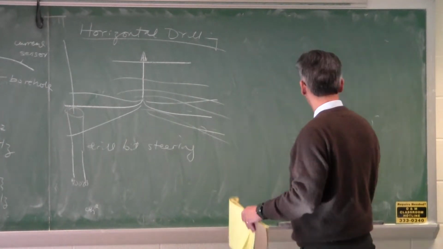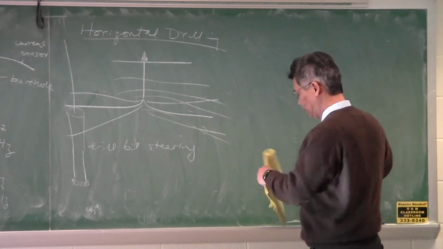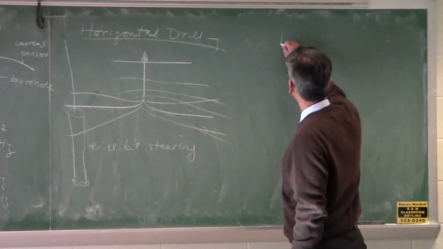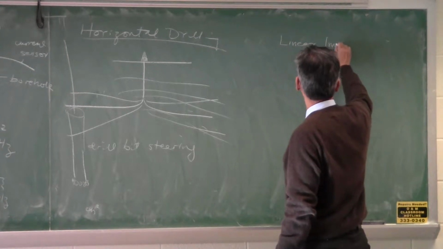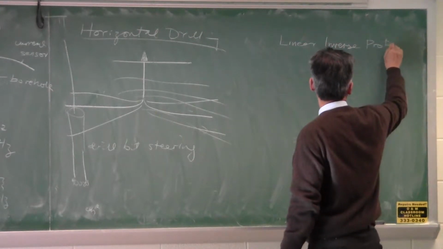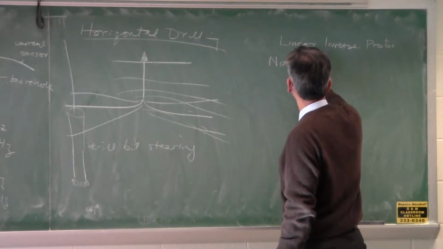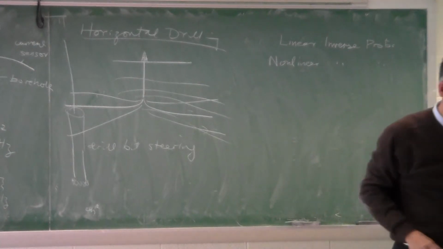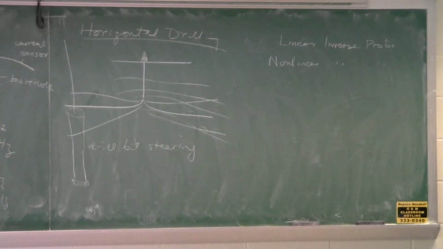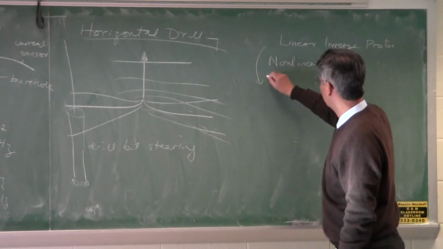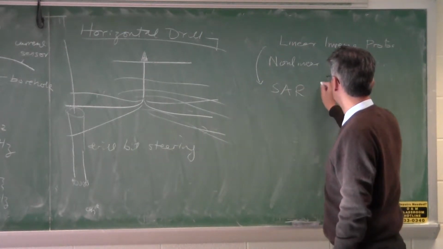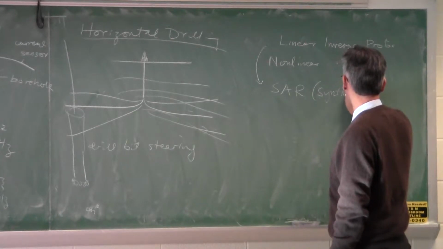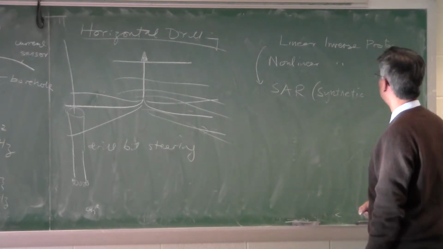So let's talk about the inverse problem. Going back to the inverse problem, there are essentially two kinds. One is the linear inverse problem, and the other one is nonlinear. Nonlinear doesn't mean that the physics is nonlinear. It just means that the scattered field is nonlinearly related to the incident field. Okay. So linear inverse problems exist in, for example, synthetic aperture radar. It's actually a very good example of the use of inverse problems that are linear.